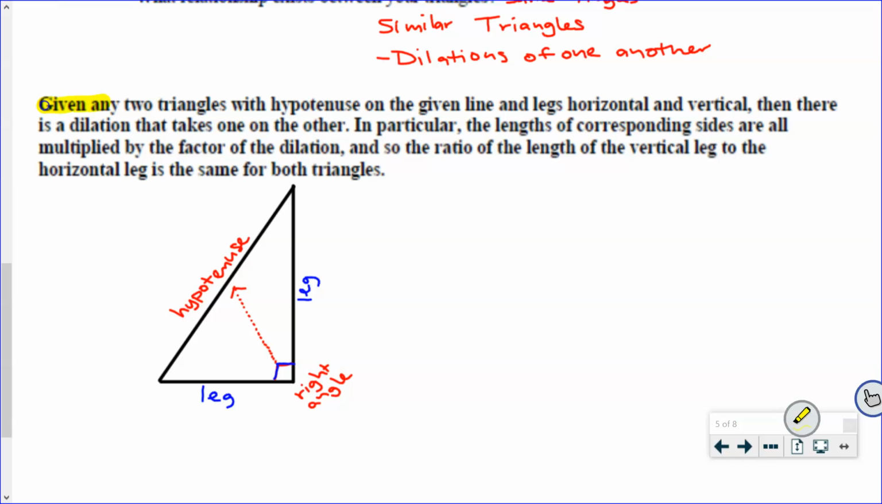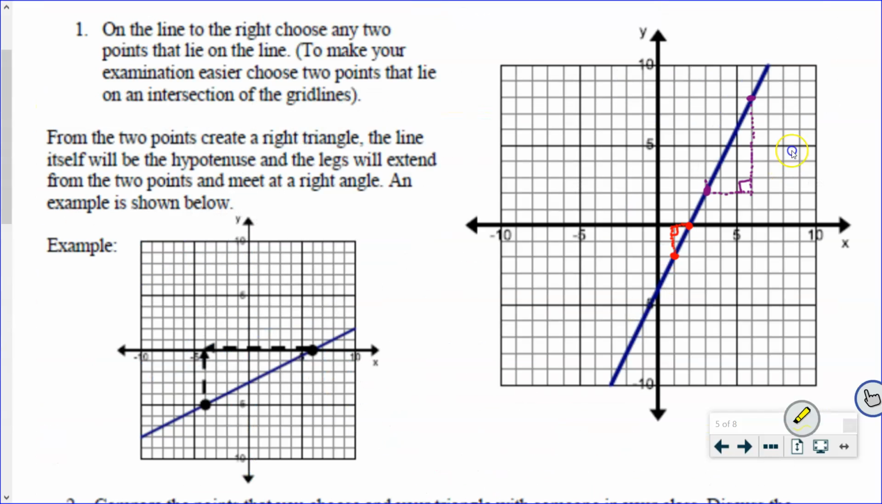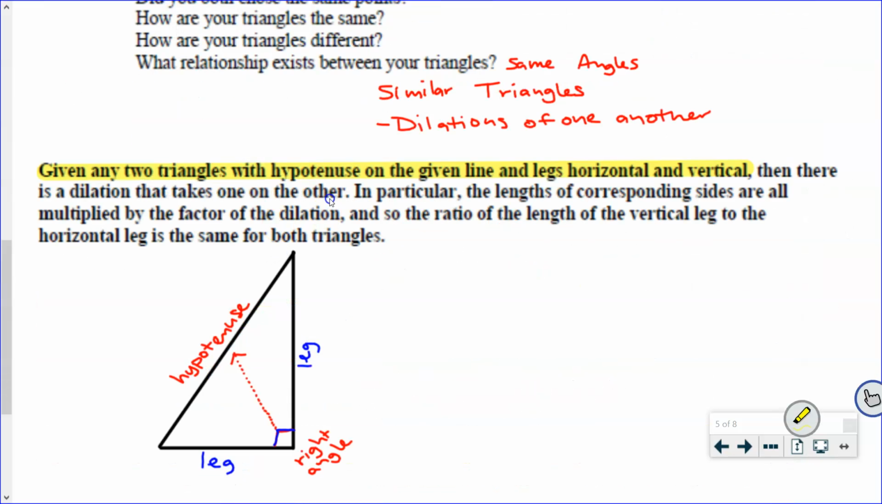It says, given any two triangles with hypotenuse on the given line and legs horizontal and vertical, basically it's saying any of the triangles that we could have created here, because we have a leg horizontal, leg vertical, and notice the hypotenuse of each one. Do you see how it's on the line? That's all that it's saying. When we have that situation, we know that there is a dilation that would take one to the other, which tells us, we remember that that means these are similar.